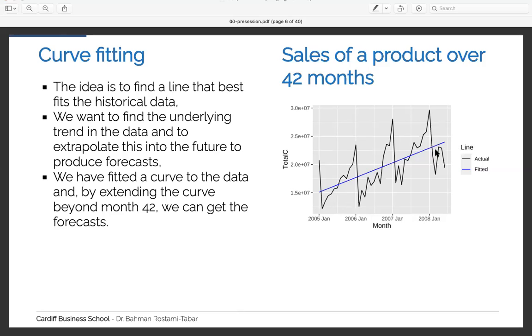So, for example, in this case, we have historical data for 42 months, and I can fit any line to this. And then after that, I can extrapolate that line. So in this case, it will just continue like this, and this will actually provide the forecast for us in the future.